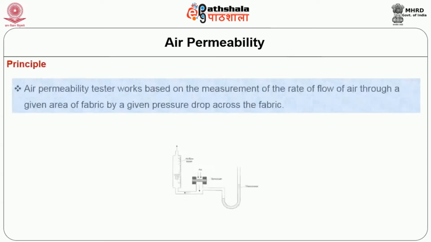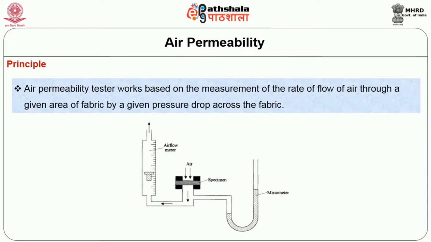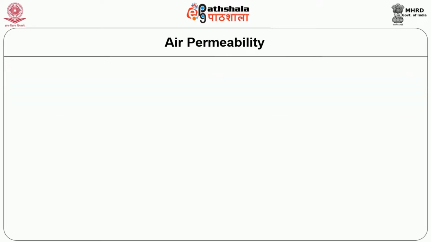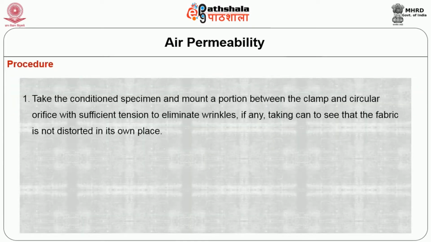Principle used. The air permeability tester works based on the measurement of the rate of flow of air through a given area of fabric by a given pressure drop across the woven fabric. Procedure used: take the conditioned specimen and mount a portion between the clamp and circular orifice with sufficient tension to eliminate any wrinkles that can be seen, so that the fabric is not distorted in its place.